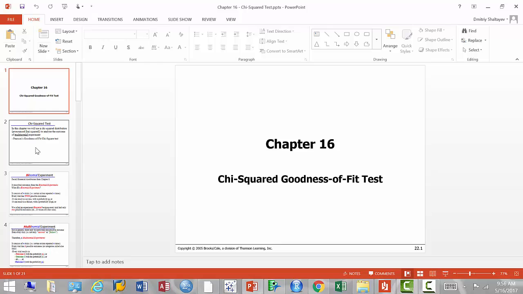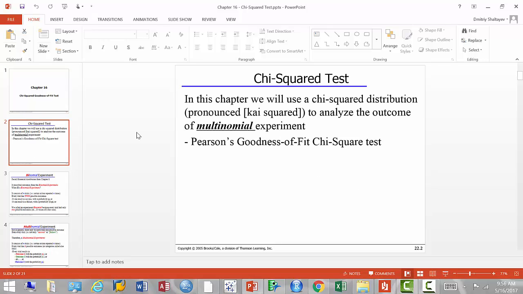All right, number one is, this test is also often called Pearson's goodness of fit chi-square test, and it actually applies to the possible outcomes of a multinomial experiment. So before we proceed with the test, we need to discuss what a multinomial experiment is.